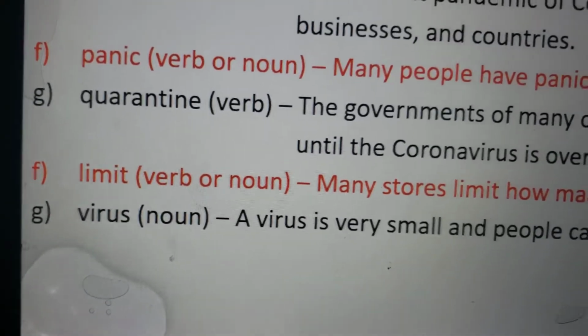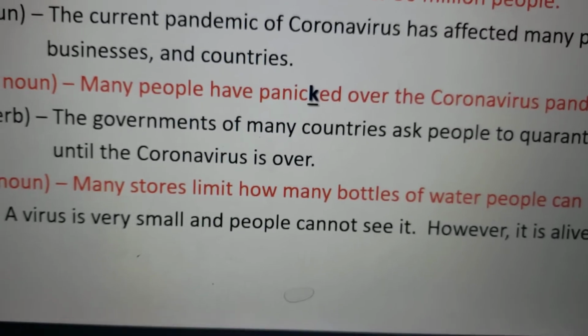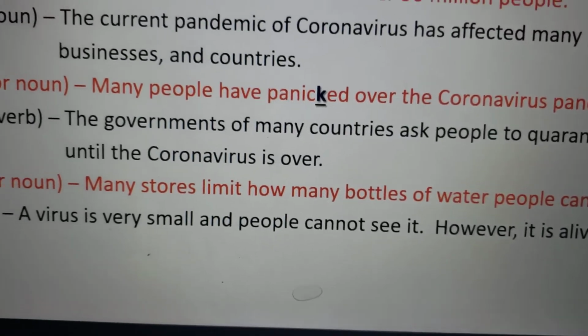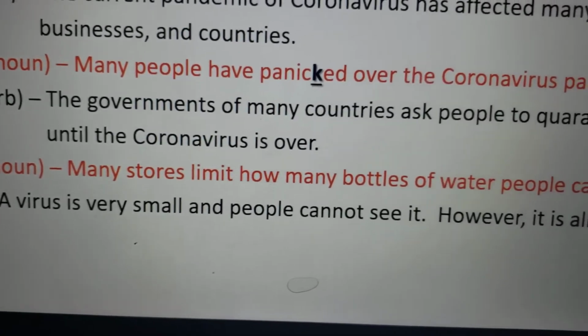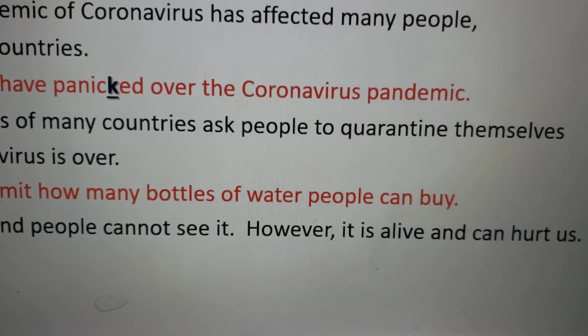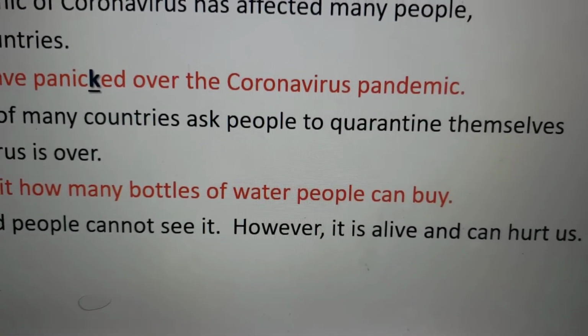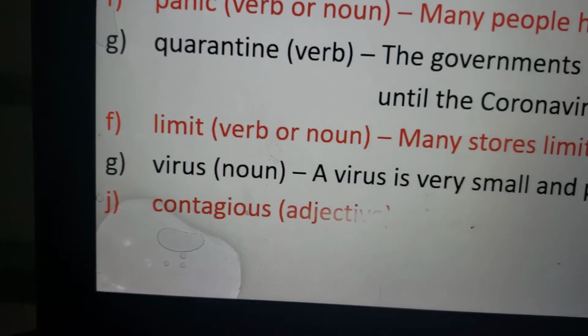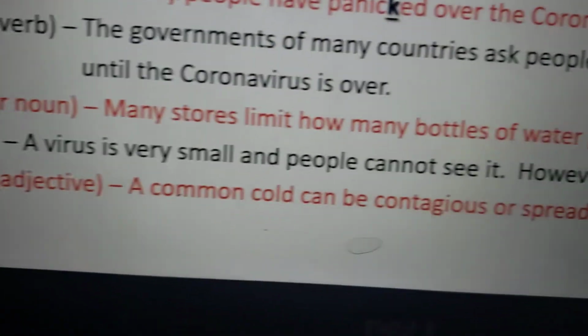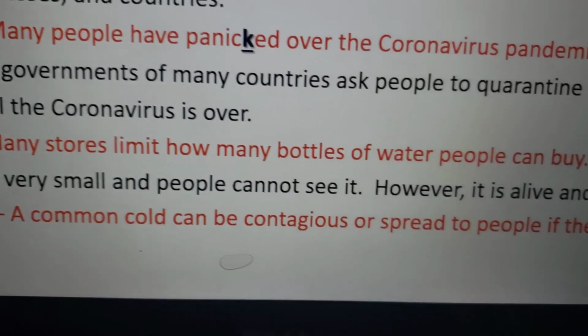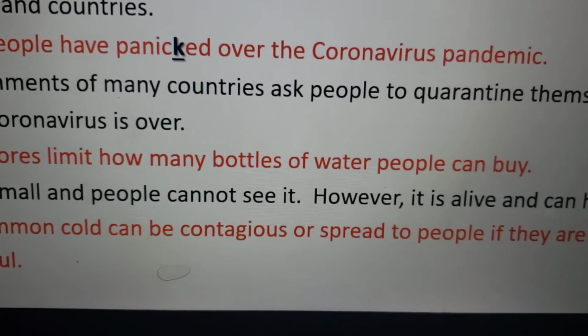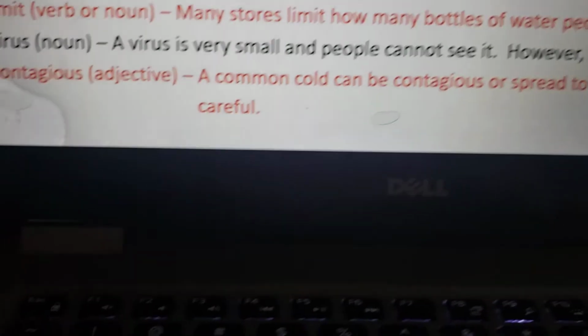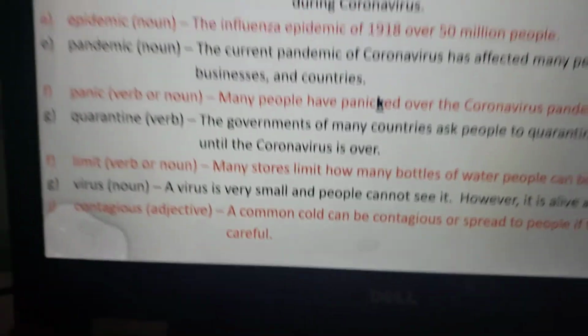Next, virus. A virus is very small and people cannot see it. However, it is alive and can hurt us. Virus. Contagious: a common cold can be contagious or spread to people if they are not careful. Okay, if they are not careful.